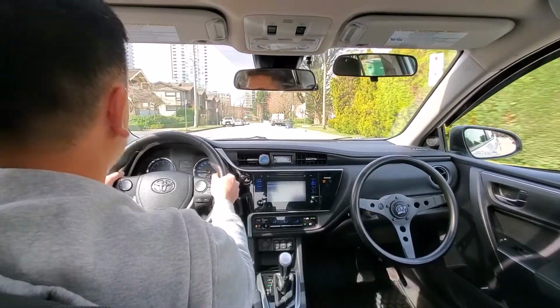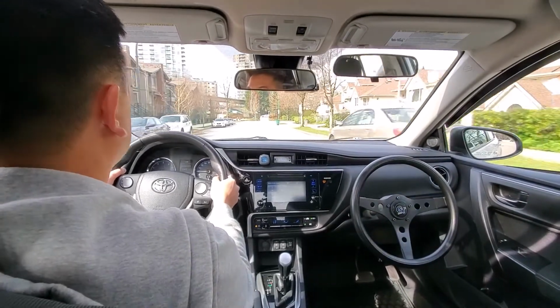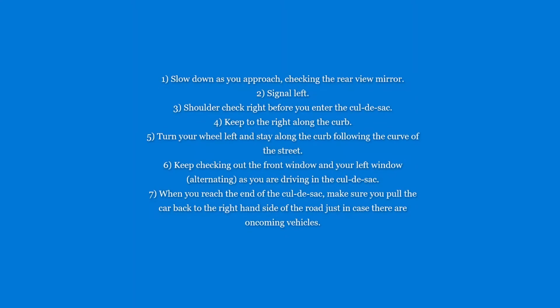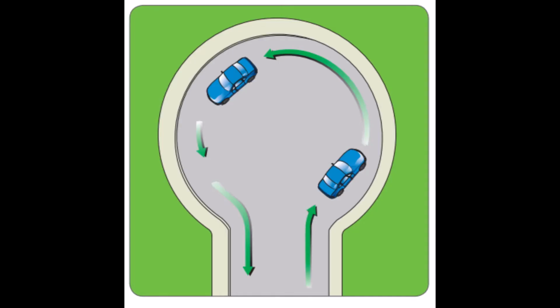Okay, so up ahead here, we'll be approaching a cul-de-sac. So as you approach the cul-de-sac, slow down. You want to signal left, shoulder check over your right shoulder before you enter the cul-de-sac. You keep to the right along the curb, you turn your wheel to the left, and you drive along the curb of the street. Keep checking out your window as well as the front window, alternating as you drive throughout the cul-de-sac. And when you reach the end of the cul-de-sac, make sure you pull your car back to the right-hand side. So that's an example of how a cul-de-sac looks like.